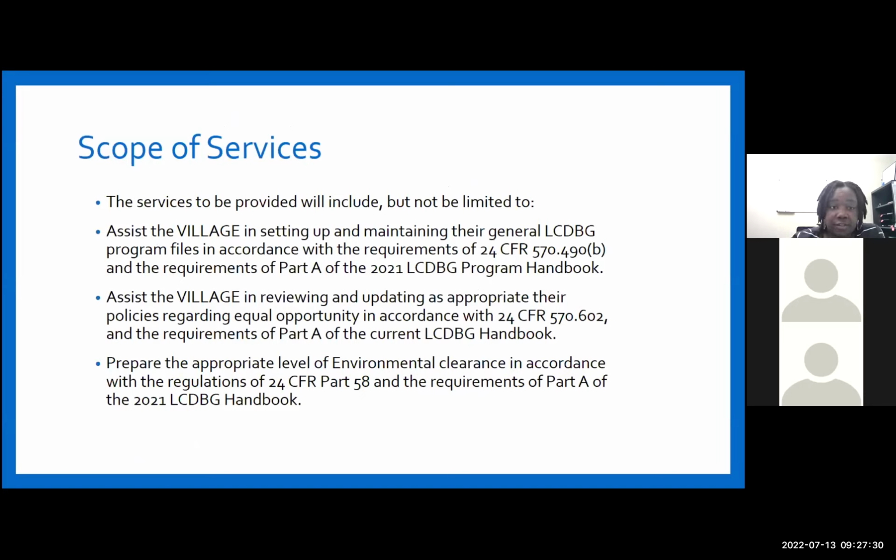Scope of services. The services to be provided will include, but not limited to, assist the village in setting up and maintaining their general LCDBG program files in accordance with the requirements of 24 CFR 570.490(b) and the requirements of Part A of the 2021 LCDBG program handbook. Assist the village in reviewing and updating as appropriate their policies regarding equal opportunity in accordance with 24 CFR 570.602 and the requirements of Part A of the current LCDBG handbook. Prepare the appropriate level of environmental clearance in accordance with the regulations of 24 CFR Part 58 and the requirements of Part A of the 2021 handbook.